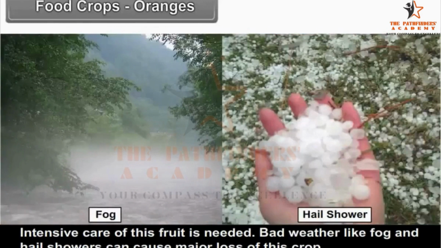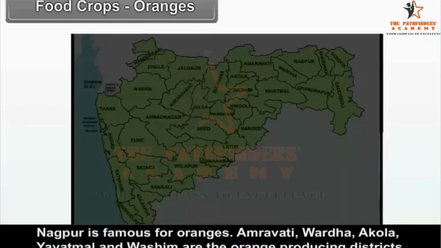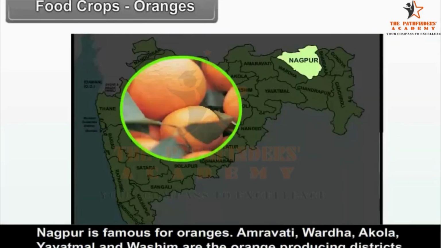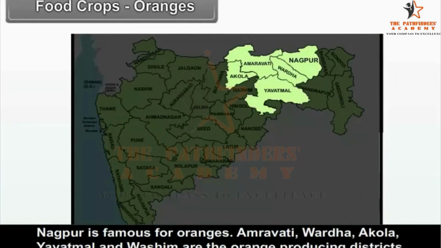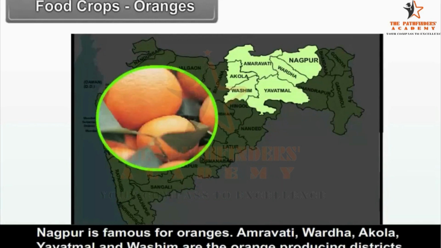Bad weather like fog and hail showers can cause major loss of this crop. Nagpur is famous for oranges. Amravati, Wardha, Akola, Yavatmal and Washim are the orange producing districts.